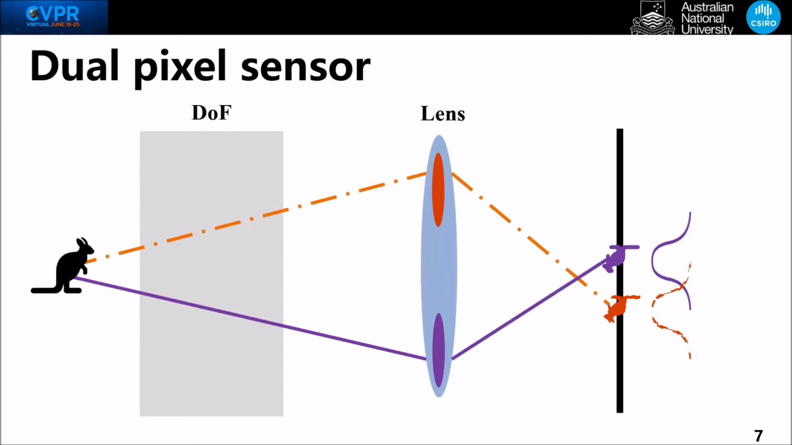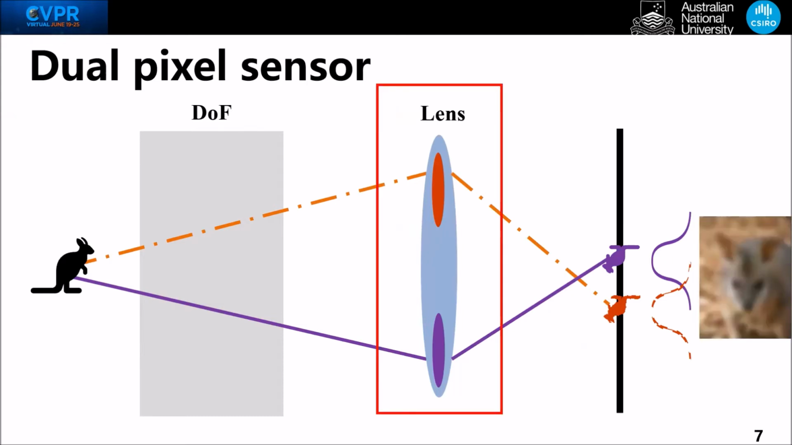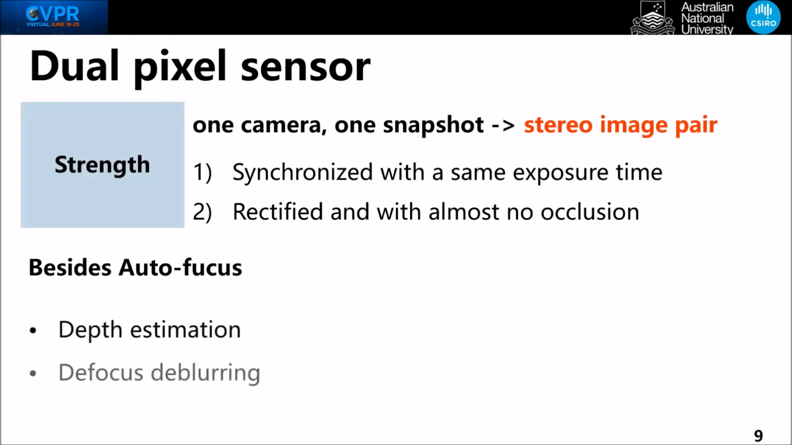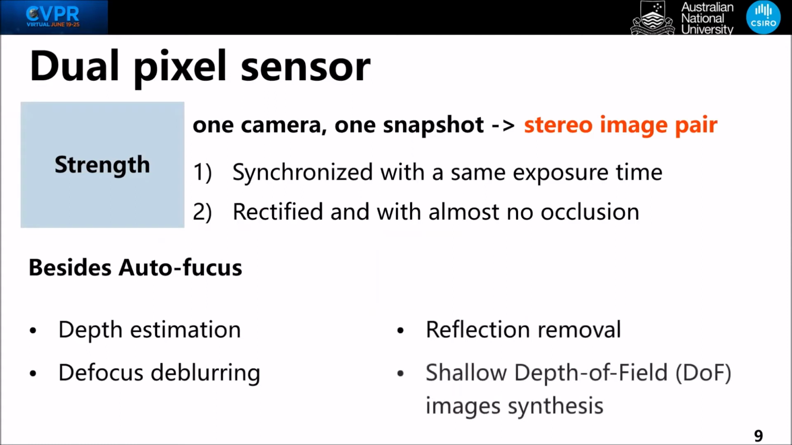For autofocus, if the signal from the two diodes slightly shifts, it means that area is not focused. Then, by computing the amount of signal difference, the lens will adjust to achieve focusing. As the DP sensor simultaneously captures two images, besides autofocus, it is used in depth estimation, defocus deblurring, reflection removal, and shallow depth of field image synthesis.